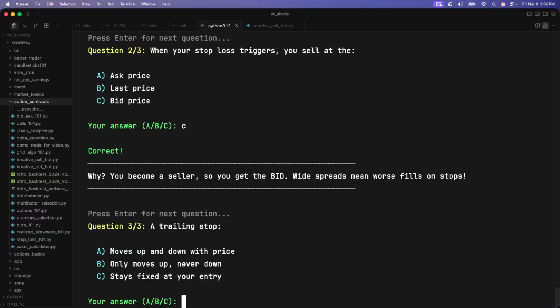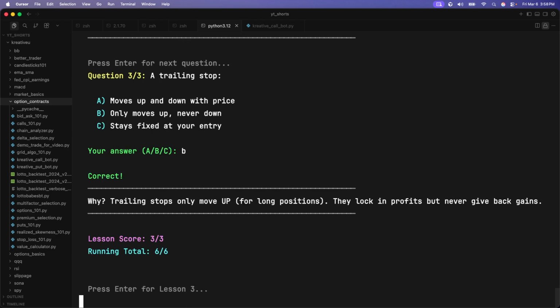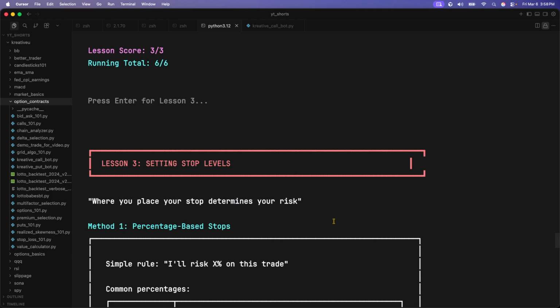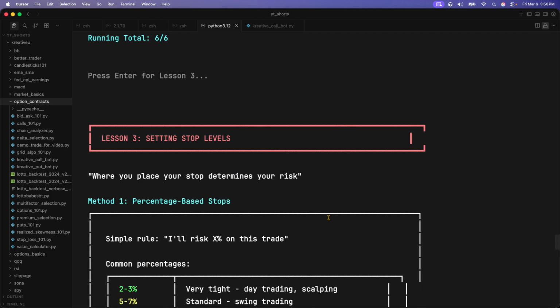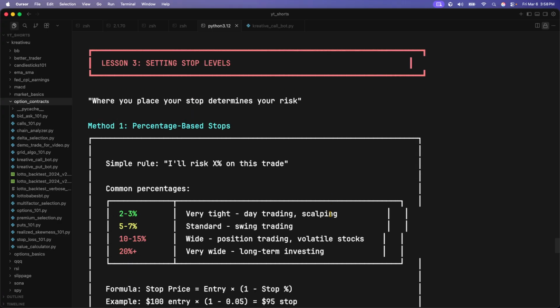A trailing stop moves up with the price, only moves up, never down, but stays fixed at a level. So it's only moves up, never down. All right, so let's go to our lesson 3, being able to set our stop loss levels.